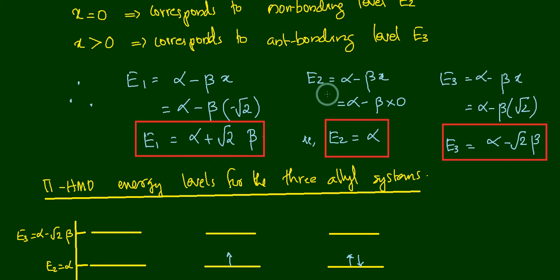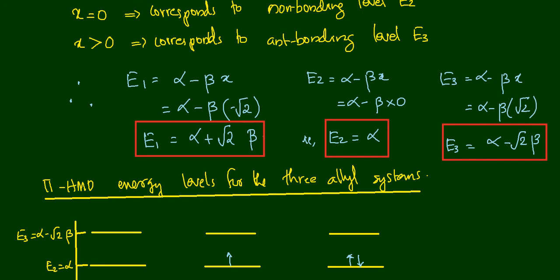Okay, and what about the non-bonding energy level E2? E2 is equal to alpha minus beta x, that is alpha minus beta into 0, so E2 is equal to alpha. Actually alpha is the energy of the atomic orbital itself, so that makes sense. That is the non-bonding molecular orbital. The energy is neither saved nor increased. Okay, so E3 corresponds to the anti-bonding level. Therefore we have to substitute x equal to plus root 2 for the anti-bonding level here. Therefore we will get E3 is equal to alpha minus root 2 beta.